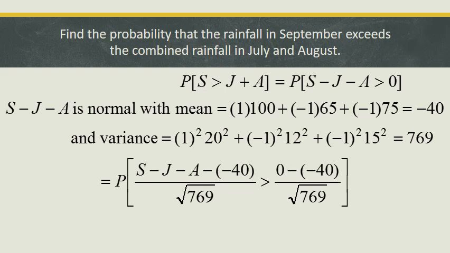Now we can create Z by subtracting the mean and dividing by the SD. We get Z greater than 1.44. Look it up on the Z table, and you'll get an area of 0.0749. So this is the probability that the rainfall in September exceeds the combined total of July and August.